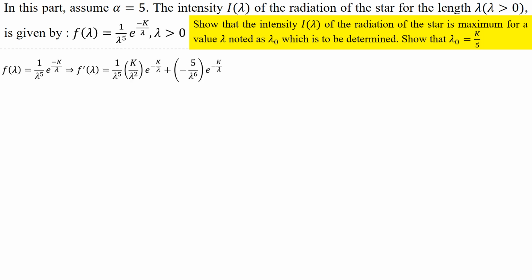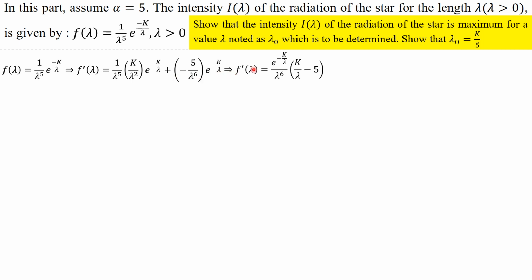Alright, so when you hear maximum, we need to look for the first derivative. We equate to 0, we find the turning point, and then we show that the lambda coordinate of the turning point yields the maximum point. To do the first derivative, we use our product rule. We keep 1 over lambda to the power 5, and we differentiate e raised to the power negative k over lambda. We get this, plus we now keep e raised to the power negative k over lambda, and we differentiate 1 over lambda to the power 5. We get this.